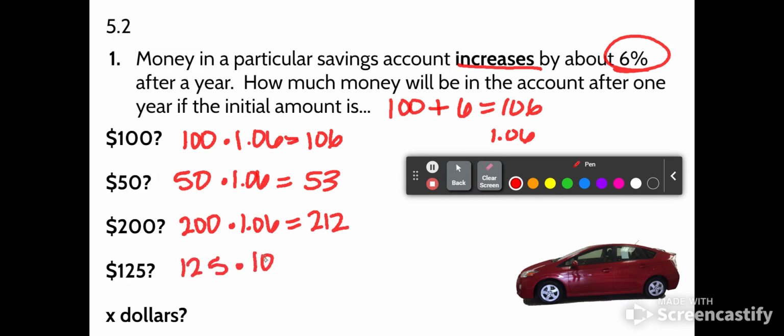125 times 1.06, and that's going to be $132.50. Please do not put 0.5. This is money. Okay, and you should have all of this work. If you don't, you need to add it in. So then it's wondering, like, what is my equation? So this changes. That's the variable. So that's the x. This is the constant. So it'd be 1.06x, 1.06 times the amount of money.